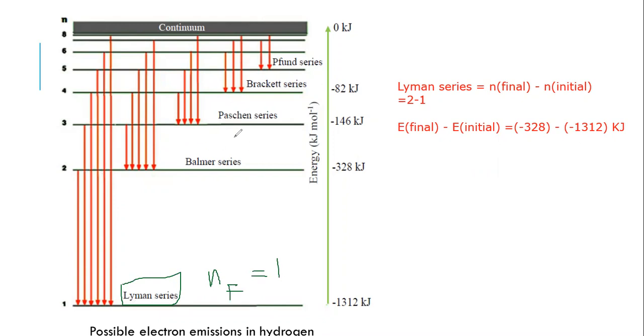Likewise, let's step into the Balmer series. In the Balmer series, n final is always 2.